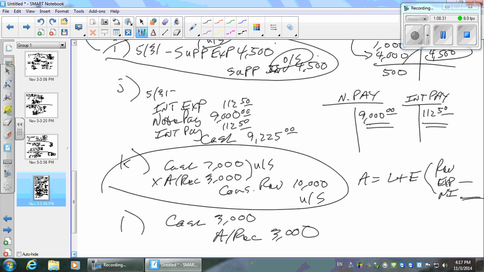Okay, so assets need to be increased by 10, right? Equity needs to be increased by 10. Liabilities, no effect. Revenues need to be increased by 10. Expenses, no effect. That would make net income be increased by 10, which of course is what causes the equity to be increased by 10, right?